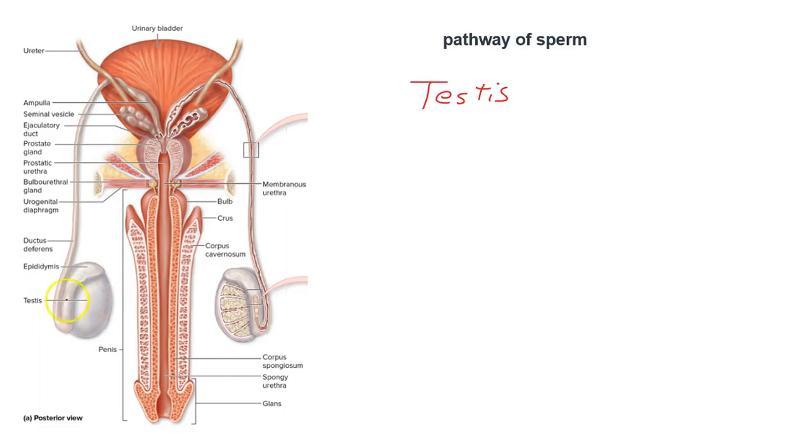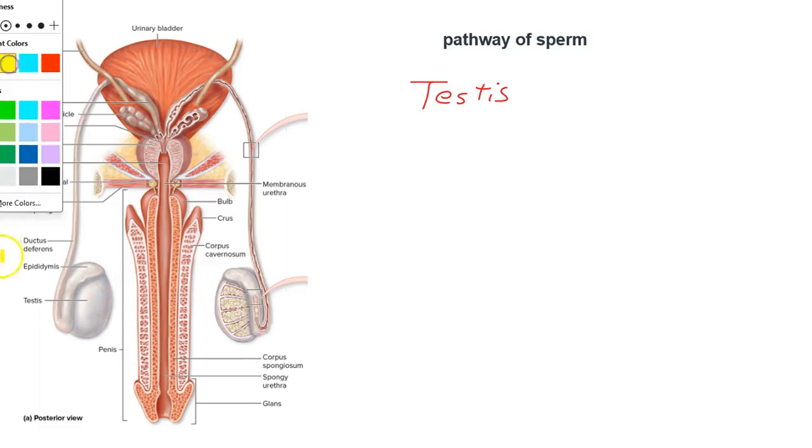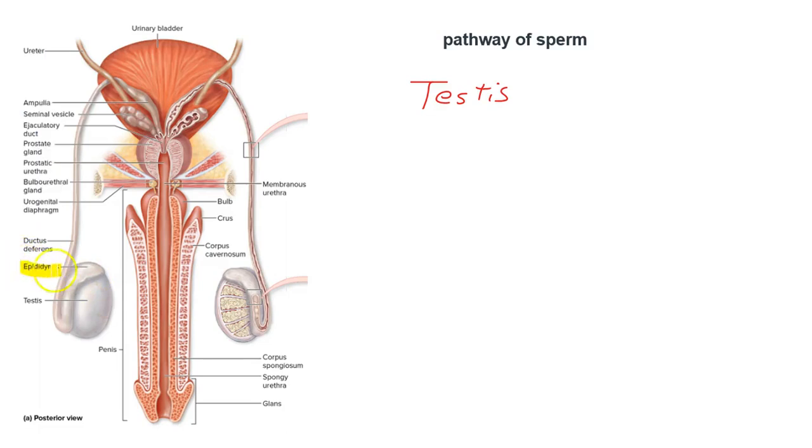If you look at this picture, you can find the testis here, and then the first duct which carries the sperm from the testis is the epididymis. So we have the epididymis here. This is number 1. You can find it superior and also posterior to the testis, like this.